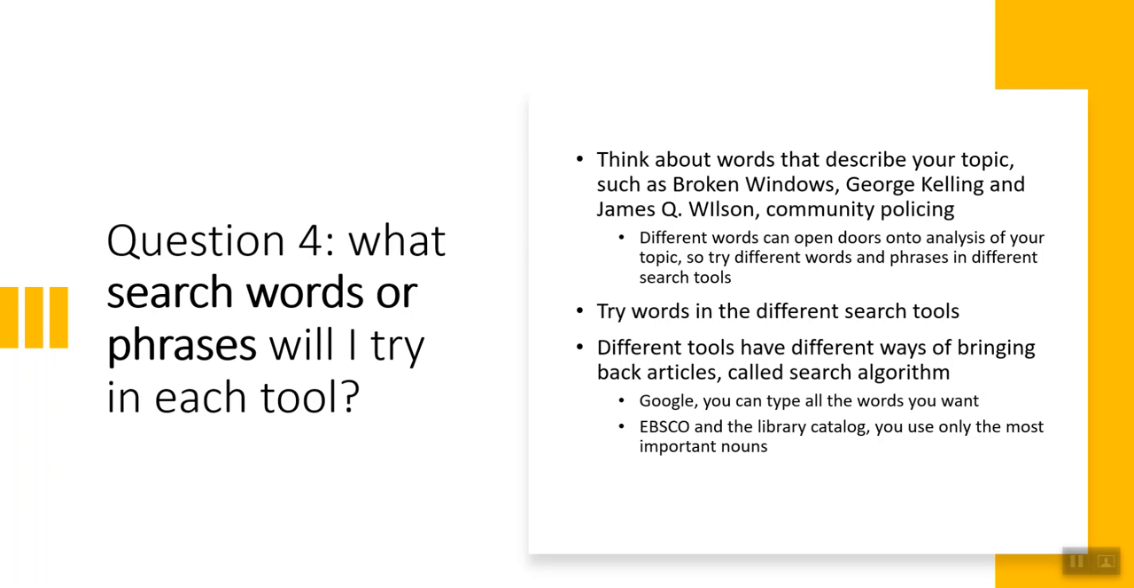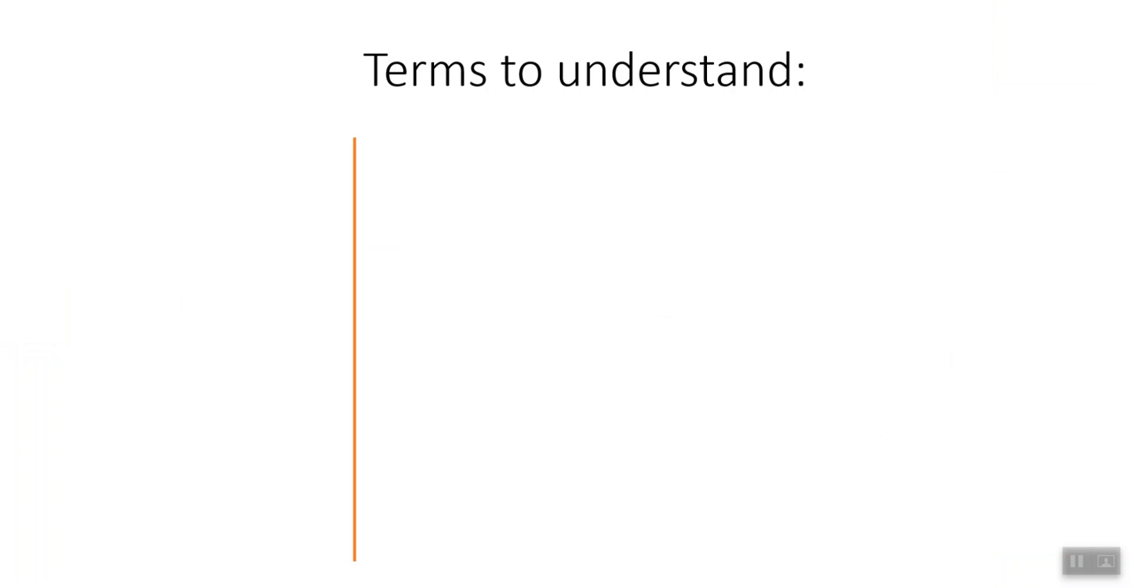So obviously, we'll try broken windows. We might try the authors, George Kelling and James Q. Wilson. You might try a broader term like community policing. And we'll try all of these different words to see which ones are most effective. So if in this project or future ones you're having trouble, have a few different words or phrases up your sleeve that you can try in each of the tools. And if it doesn't work in one tool, you can try another.